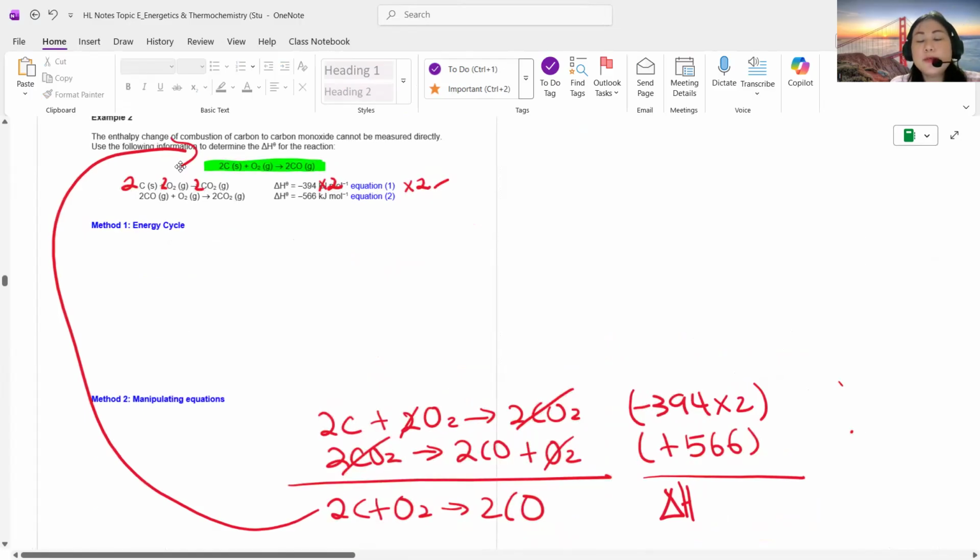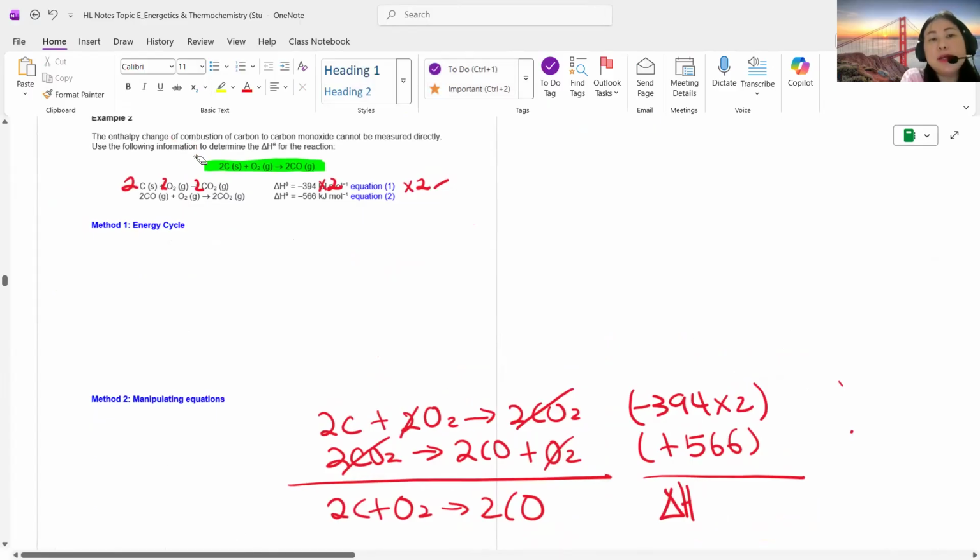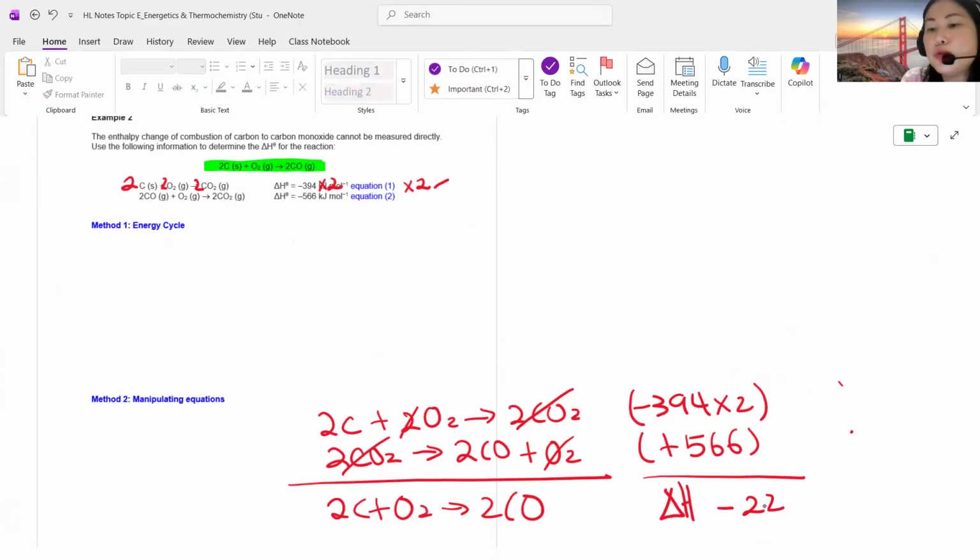2C plus O2 give you 2CO. Right, I add up the equations to get the green equation. So I should also add up the enthalpy change values to get the enthalpy change value for the green. So minus 394 times 2 plus 566. So my value will be minus 222.